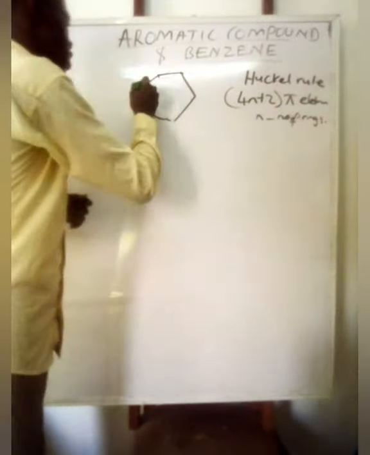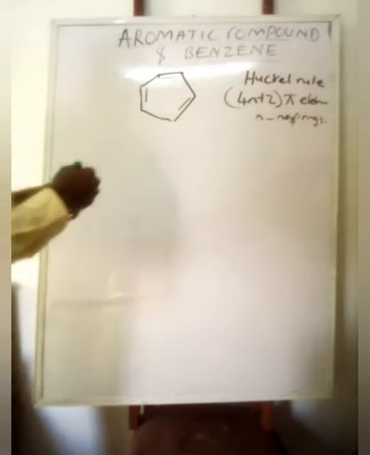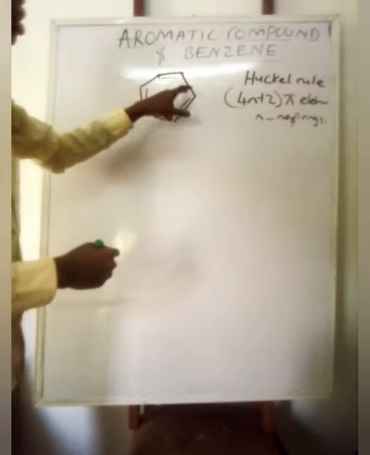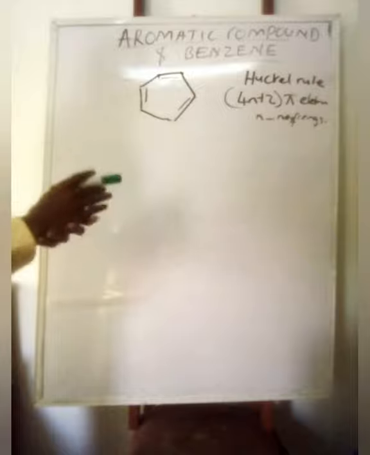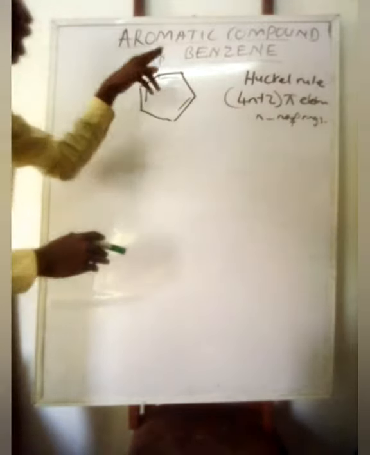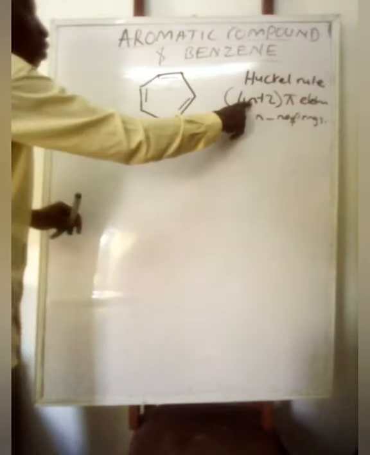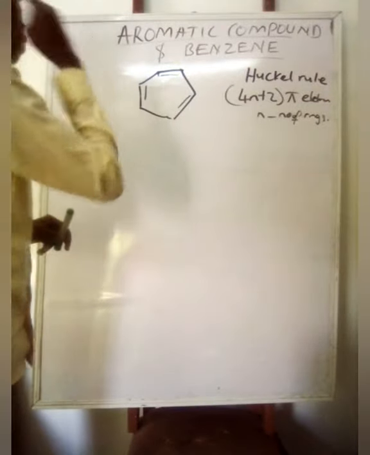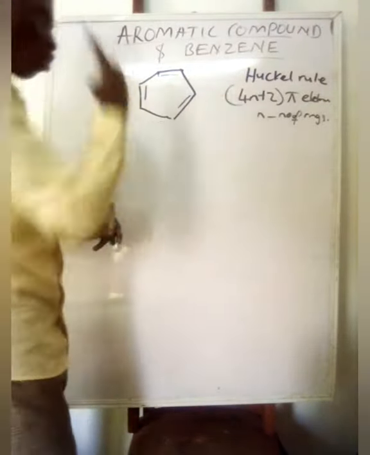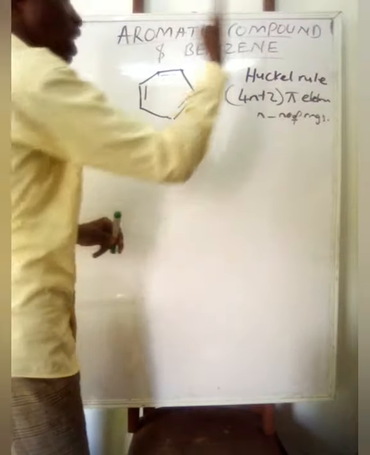Look at this compound, wherever we have a double bond. This is 1, 2, 3, 4, 5, 6, a 6 member ring. This n is the number of rings. This compound has only one ring. 4 times 1 is 4, 4 plus 2 is 6, which is 6 pi electrons using Huckel's rule.